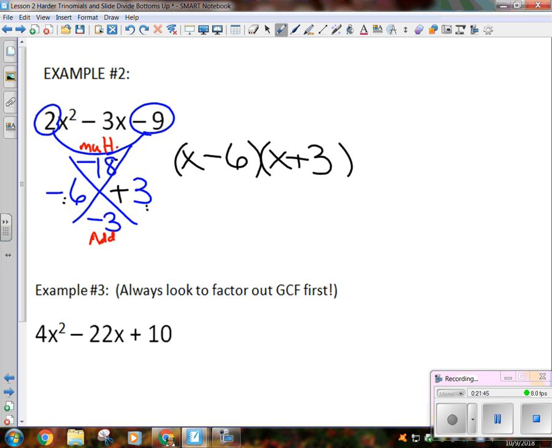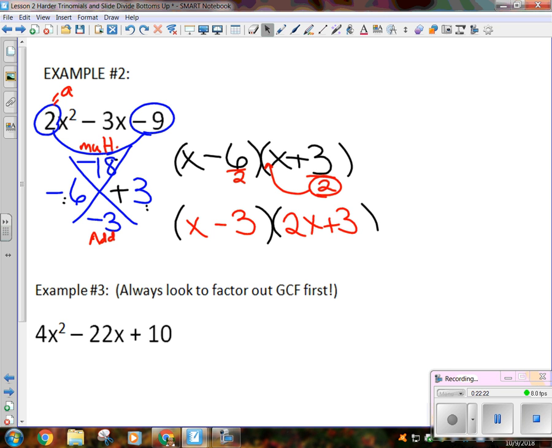Now I have to divide. What number do I divide by? I'm going to divide by A, and the A number is 2. So I take here and divide by 2. Over here, divide by 2. My final parentheses will be my answer. Does 6 divide by 2? Yes. So that's going to be X minus 3. Does 3 divide by 2 evenly? No. This time bottoms move up in front of X. Bottoms up. 2X plus 3.